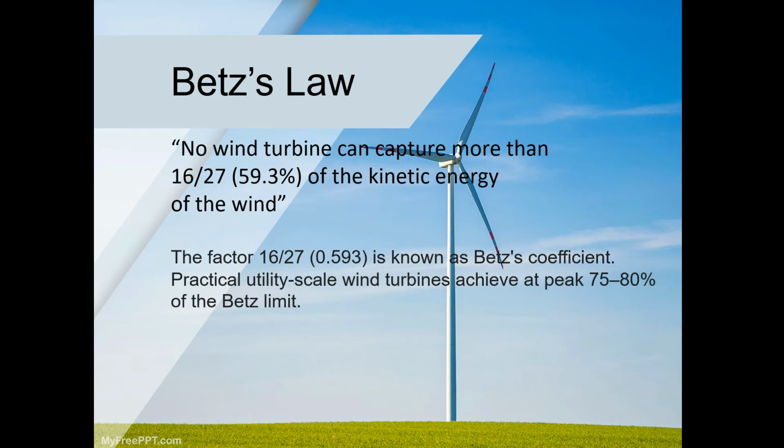The law is derived from the principle of conservation of mass and momentum and idealized actuators that extract energy from the wind stream. According to Betz's law, no wind turbine can capture more than 16/27 of the kinetic energy of the wind. The factor 16/27 is known as Betz's coefficient. Practical utility scale wind turbines achieve at peak 75 to 80% of the Betz limit.